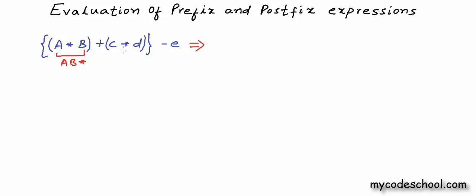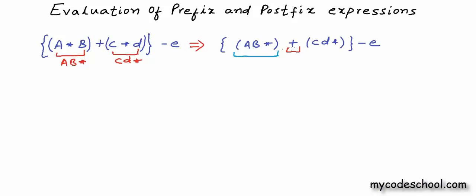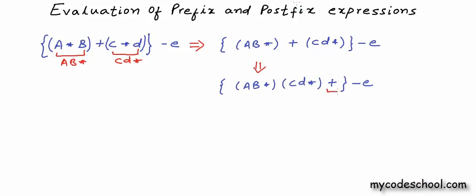Now next we'll need to look at this multiplication. This will transform to cd asterisk, and now we can do the change for this addition. The two operands are these two expressions in postfix, so I'm placing the plus operator after these two expressions. Finally, for this last operator, the operands are this complex expression and this variable e. So this is how we will look like after the transformation.